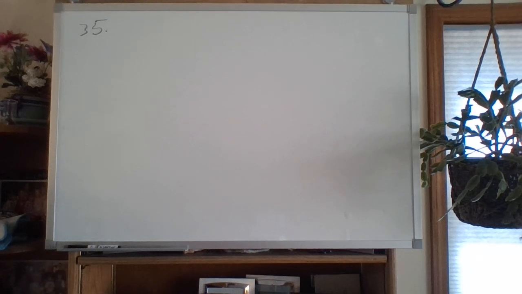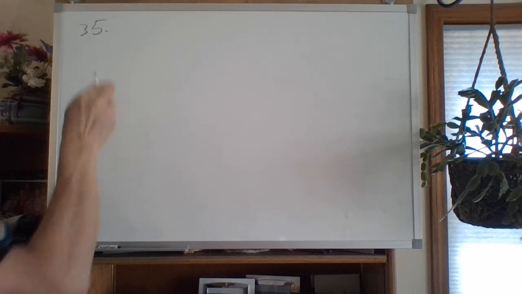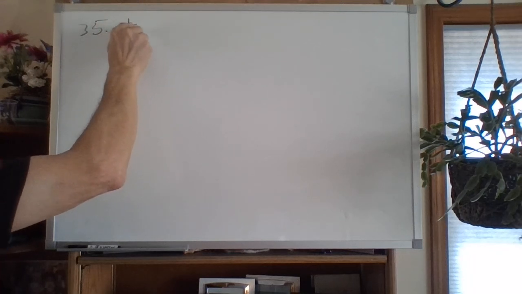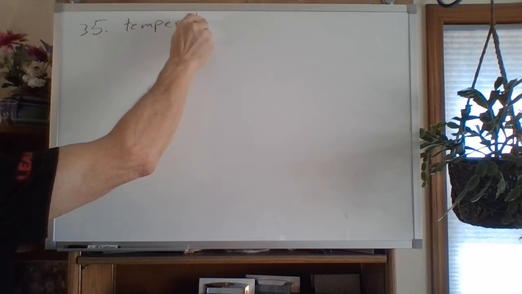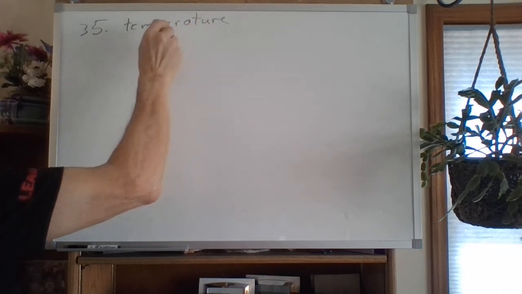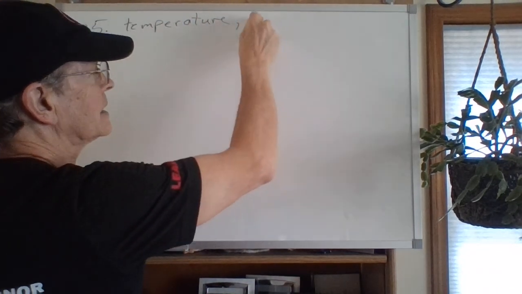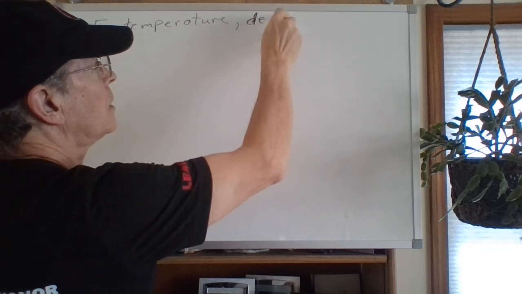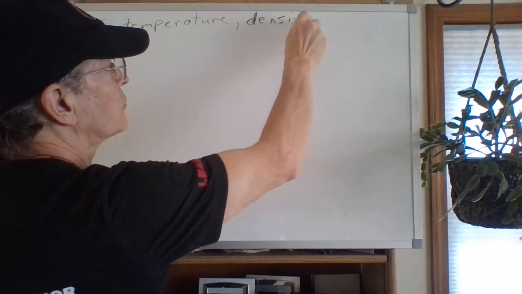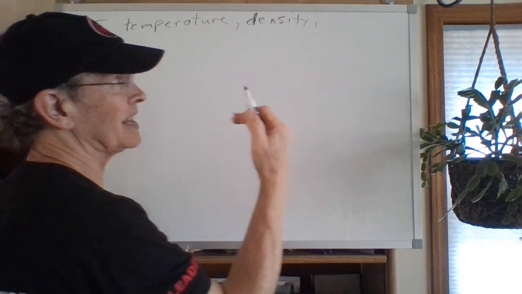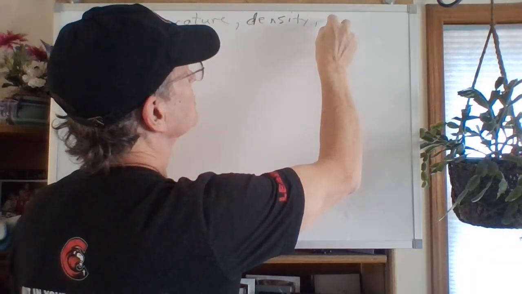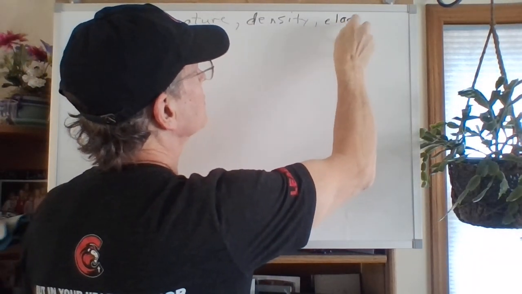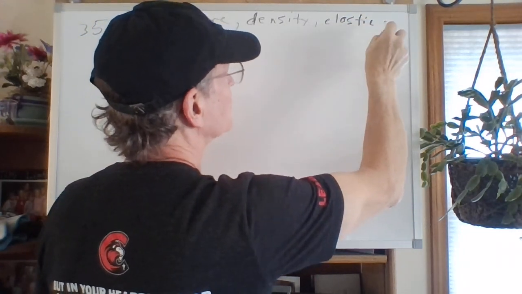Number 35. The velocity of a wave is determined by temperature, density, and elasticity. Faster particles move sound faster. Higher density things like steel, even water, move sound faster. And if it's more elastic, like steel, it moves the sound much faster.